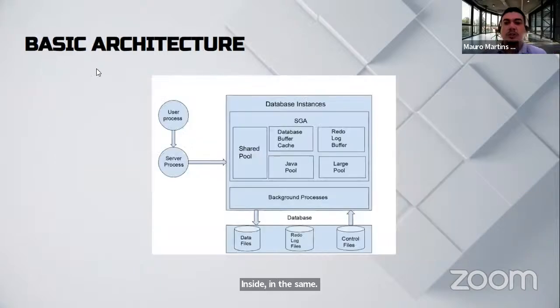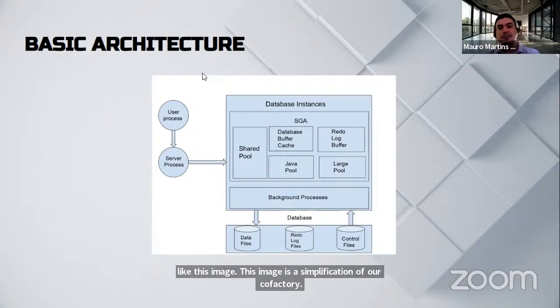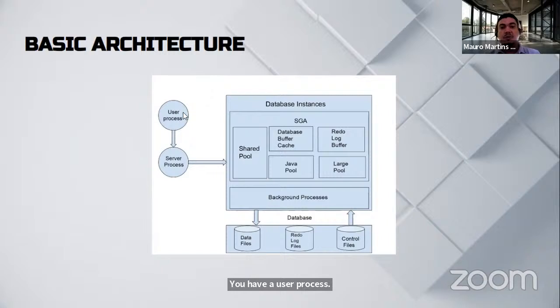The basic architecture of Oracle database is like this image. This image is a simplification of Oracle architecture. You have a user process. User process is a process created in your machine, in your operating system. For example, you open your SQL Developer or your Toad or SQL Plus. Your operating system creates a user process for this program.